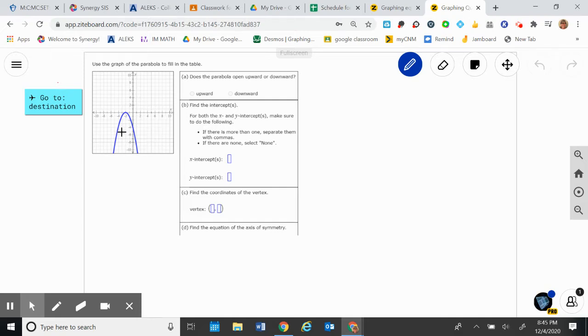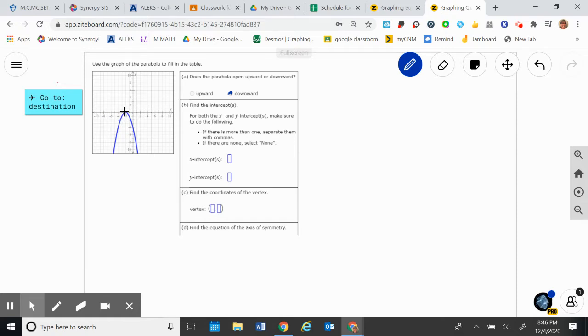So the first thing you want to do when you look at a parabola is note the direction. So it's going downward. Oh, wait, you know what I'm going to do so I don't screw up here? I'm going to lock everything. Good. Okay, find the intercepts. The intercepts are where it crosses the x and the y axis.